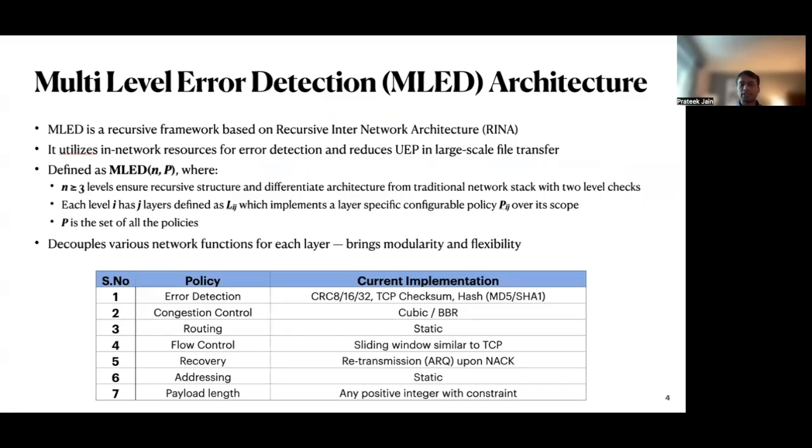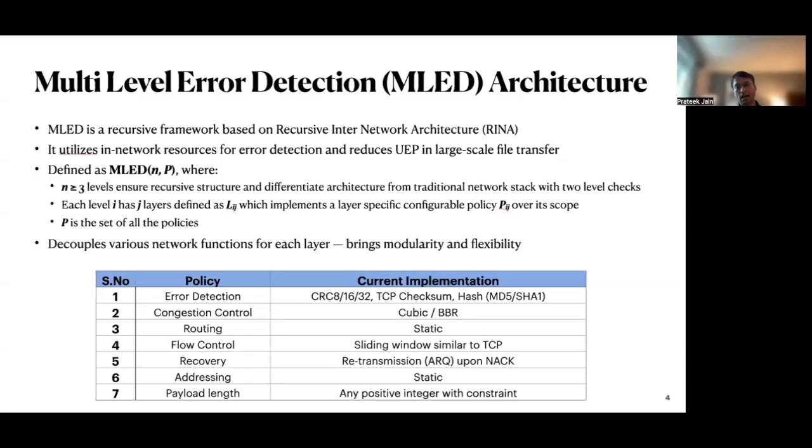We propose MLET, which stands for Multi-Level Error Detection Architecture. MLET is a recursive error detection framework which utilizes in-network resources to reduce undetected error probability in large-scale file transfers. MLET is defined as MLET N P, where N represents the number of levels in the architecture.